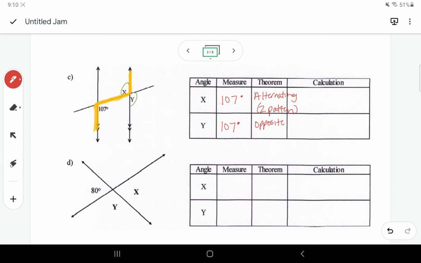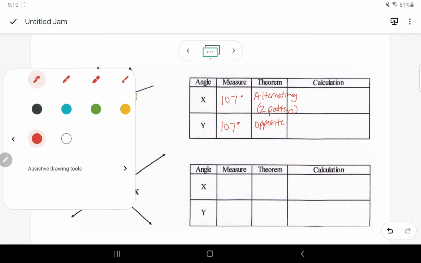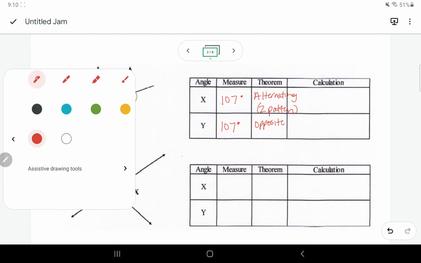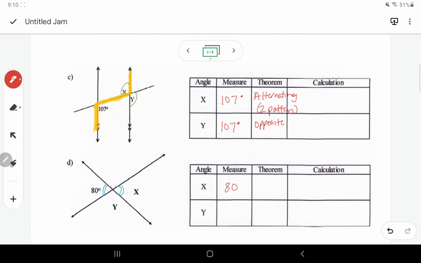For D, we have X and Y. X, I think, is the easier one to see, that these would be opposite angles to the 80. So X would be equal to 80. And the theorem would be opposite. And there's no calculations there.